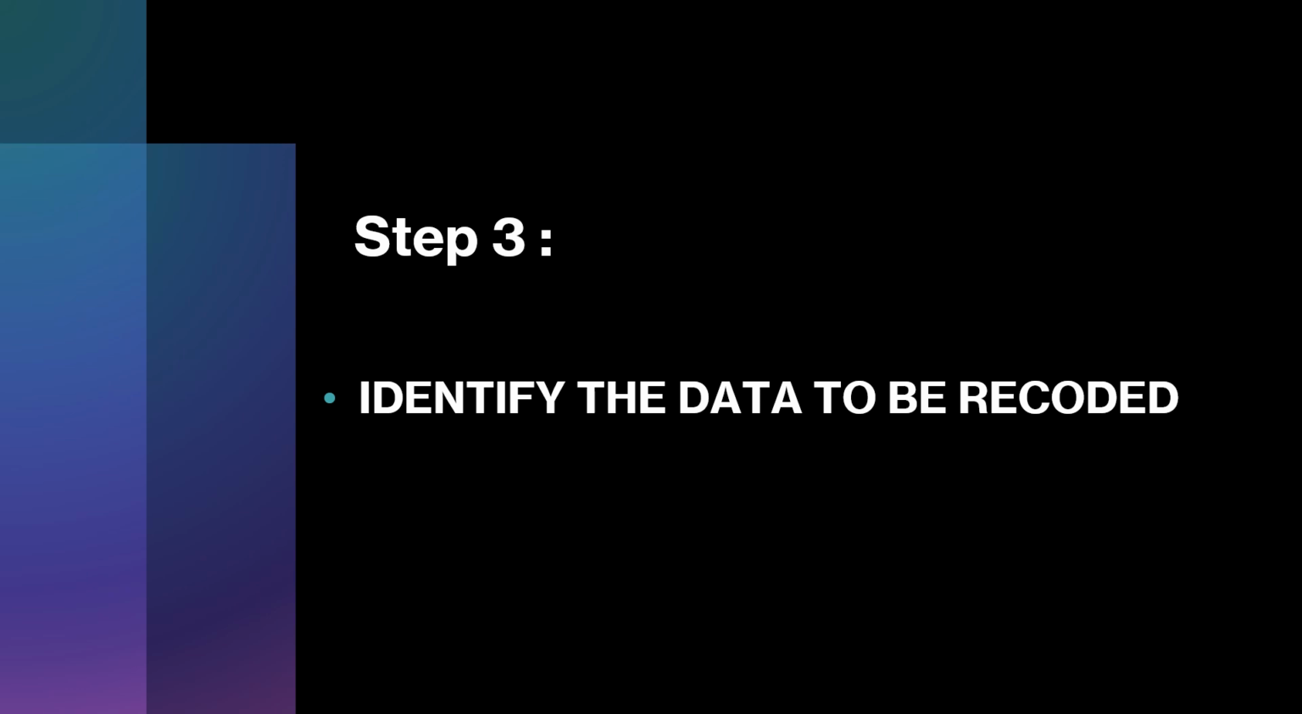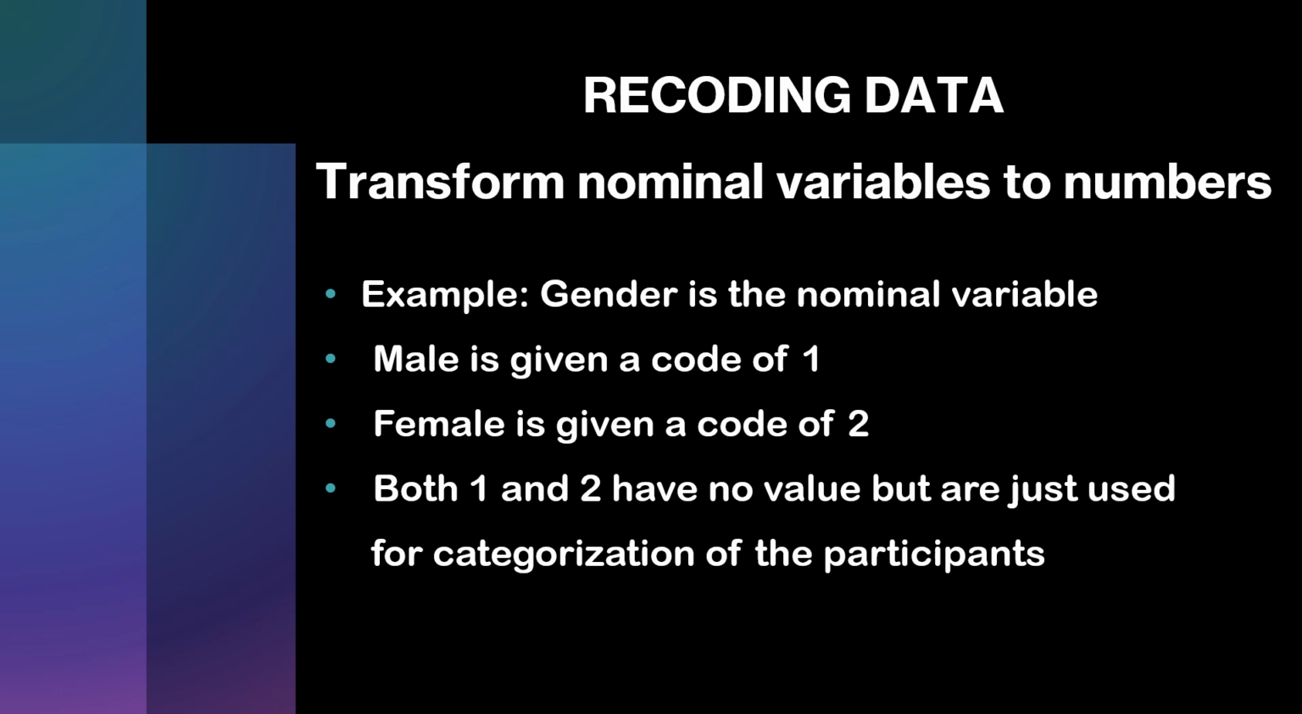Step 3, identify the data to be recoded. When recoding data, transform nominal variables to numbers. Nominal variables are variables that are not ranked. They are just names, they are just labels.